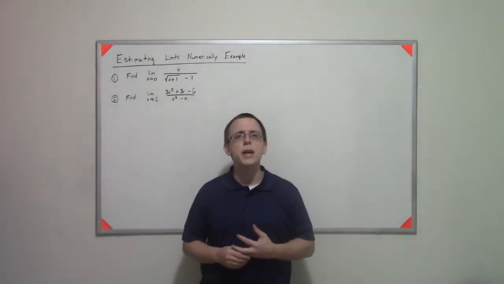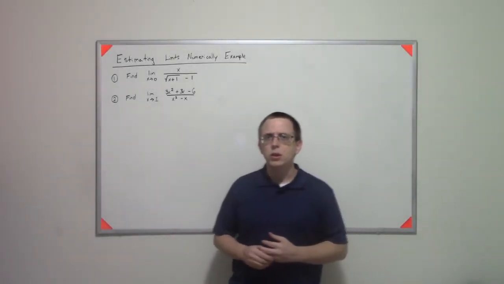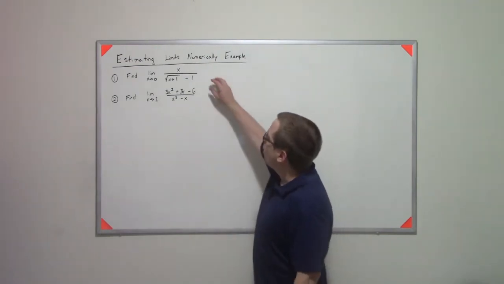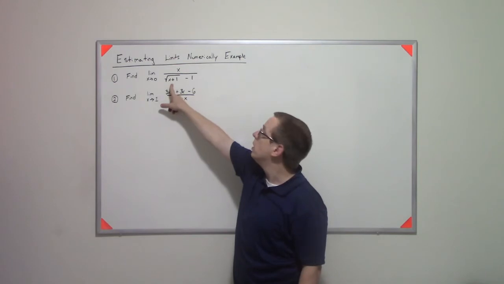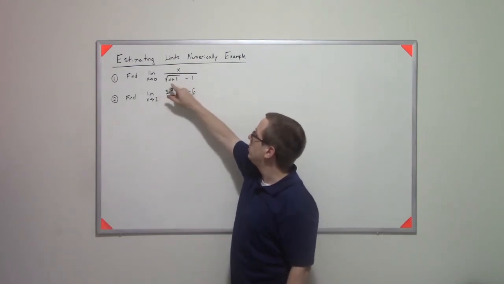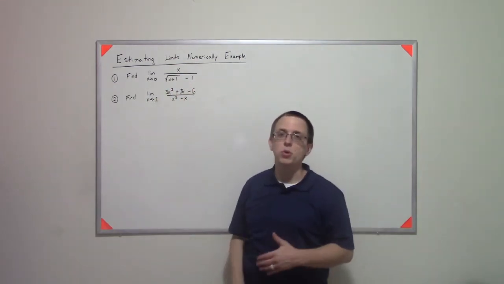Some examples where we estimate limits numerically. So we have two functions here. One is x divided by the square root of x plus 1 minus 1. And we will find the limit as x approaches 0.